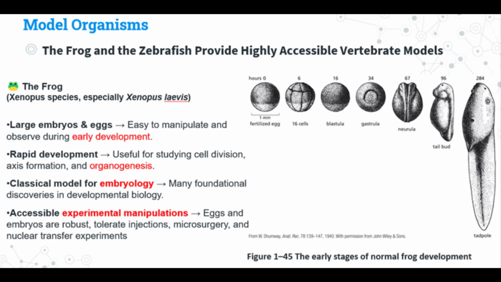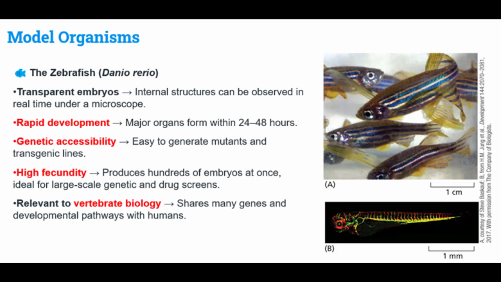And then we have the zebrafish, Danio rerio, another incredibly visual model. I think I've seen videos of them developing. Yeah. It's absolutely captivating. Yes, the zebrafish is exceptional, largely because of its transparent embryos. Like the worm. Like the worm, but now in a vertebrate. This unique feature allows internal structures to be observed in real time under a microscope as they develop. Wow. And like the frog, it has rapid development. Major organs like the heart and brain form within just 24 to 48 hours. That's incredibly fast. It is. You can literally watch a heart start beating or a brain take shape before your eyes.